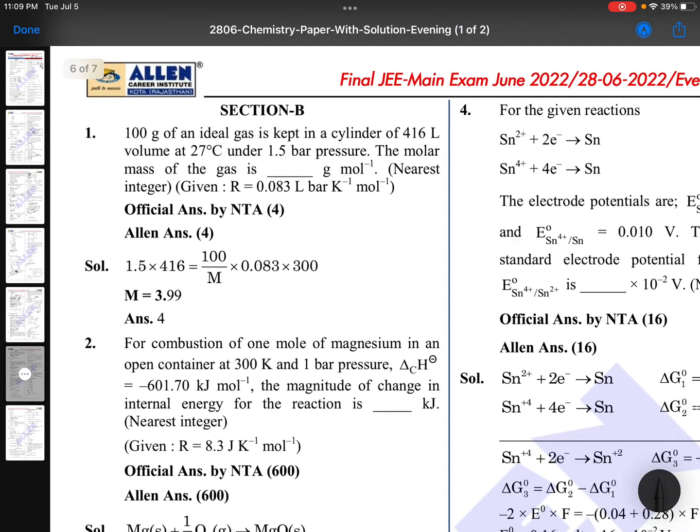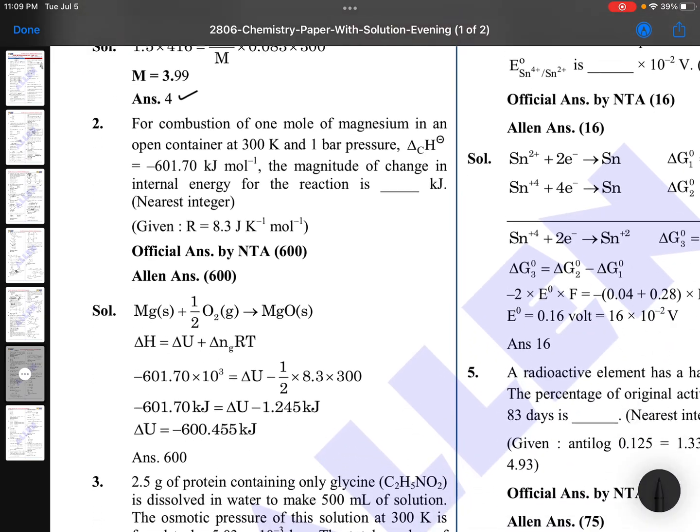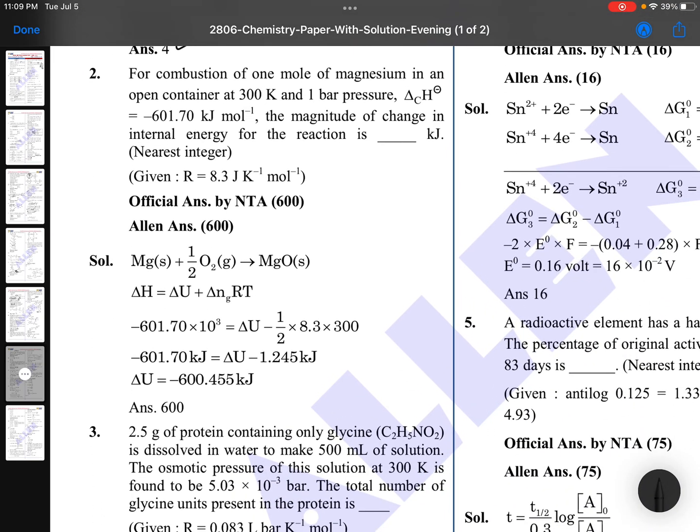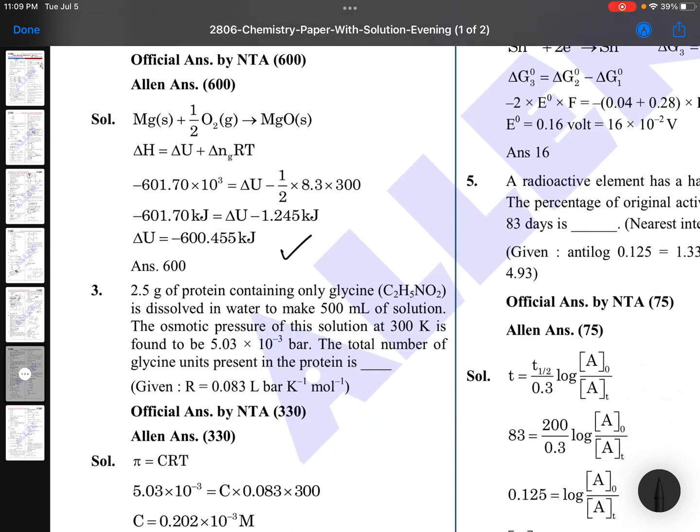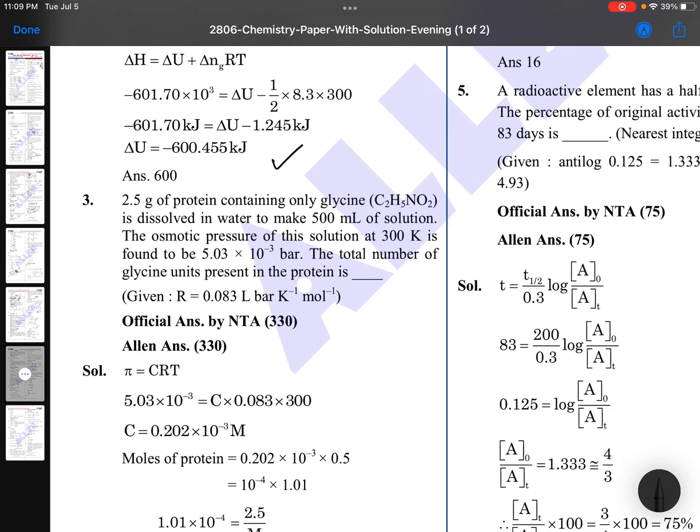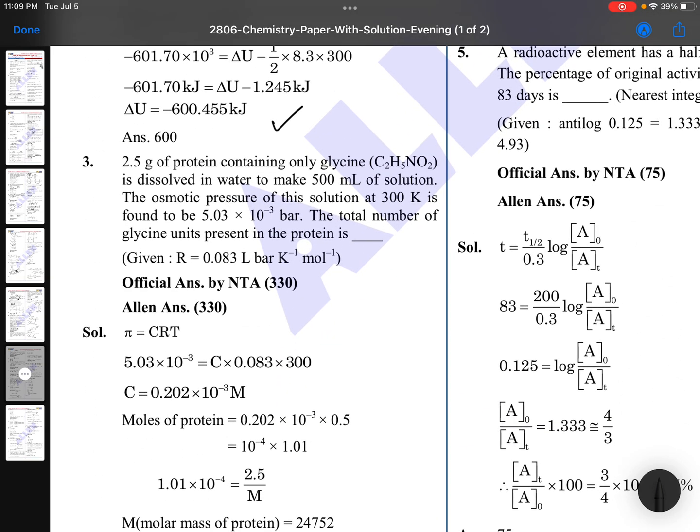100 grams of an ideal gas is kept in a cylinder of 416 volume, 27 degrees Celsius under 1.5. If I'm not wrong, we did this question also. It was there in memory. Easy question only. For combustion of 1 mole of magnesium in an open container at 300 K and 1 bar pressure, delta H is given. And what is asked is the magnitude of change in internal energy for the reaction. A question we did there. You can check. 2.5. This question also, the glycine question, we did.